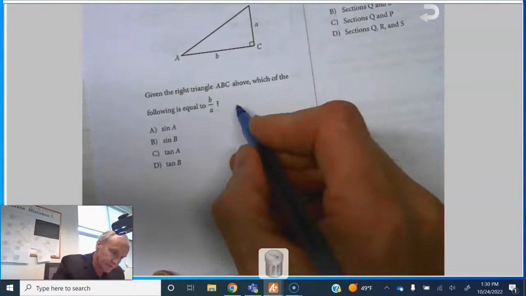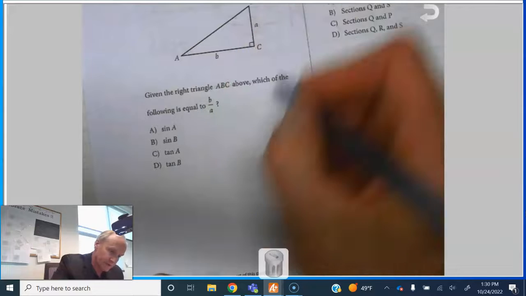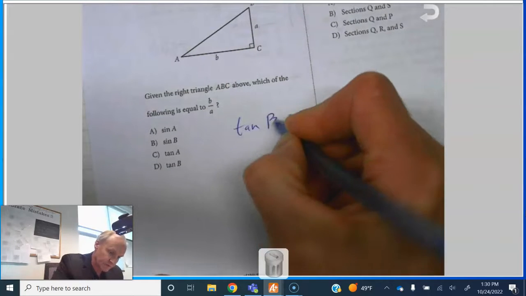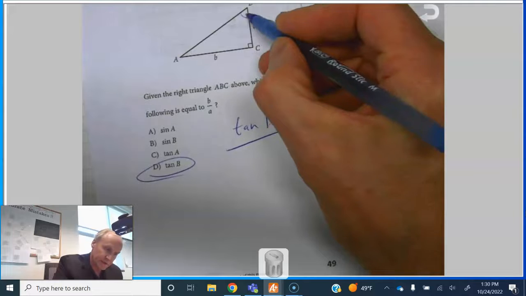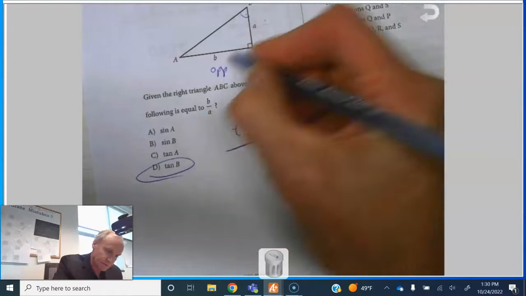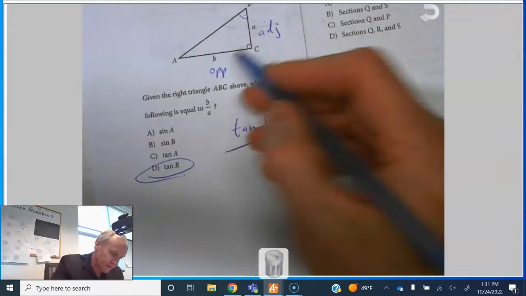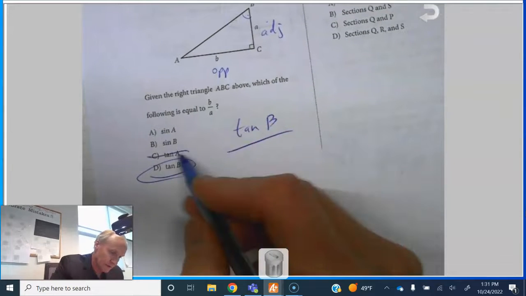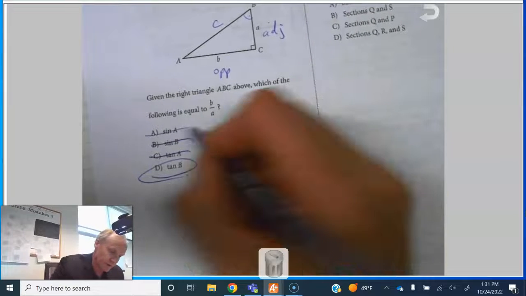Which of the following is B over A? Oh my God. B over A is tangent B. That's one answer. The tangent of B is opposite over adjacent. Opposite over adjacent, which is tan B. Tan A is A over B. Sine B is going to be over C. And sine A is going to be over C. So D is the only one.